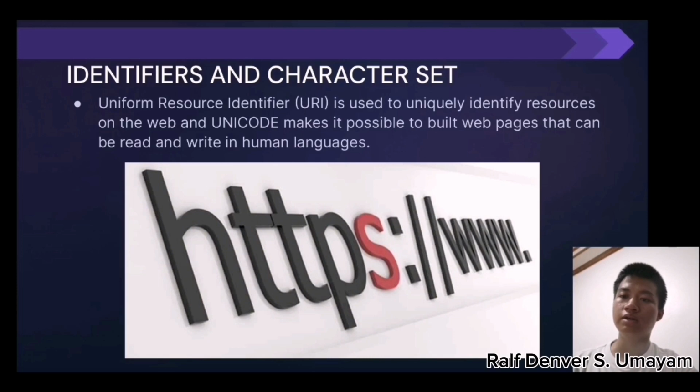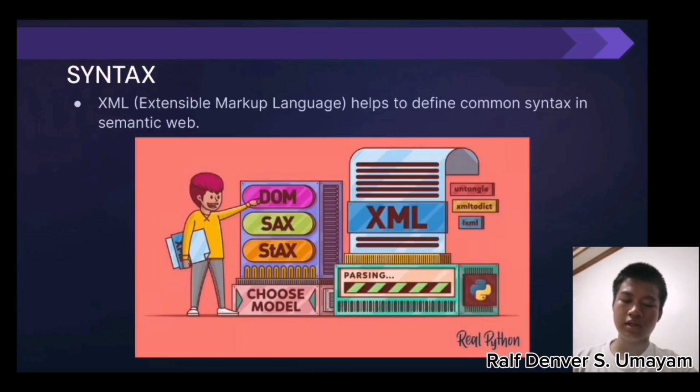Uniform Resource Identifier (URI) is used to uniquely identify resources on the web, and Unicode makes it possible to build web pages that can be read and written in human languages. URIs are like web addresses, and Unicode ensures web pages can be written in any language. And now, syntax. XML, Extensible Markup Language, helps to define common syntax in the semantic web. XML sets the rules for how web content should be constructed.